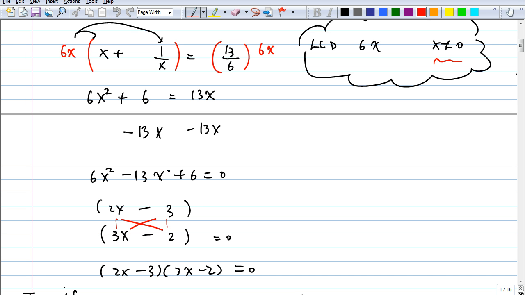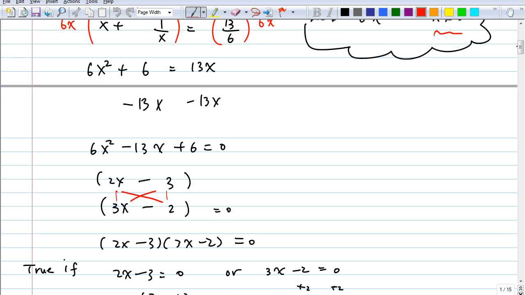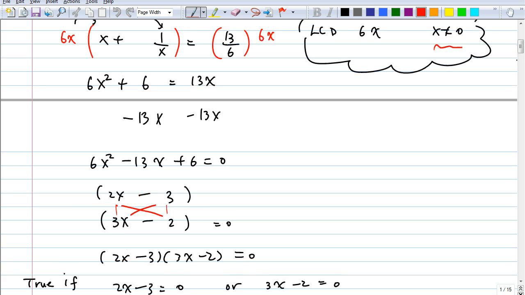So this is only true if what? So we're going to use the zero product property, right? It says something times something equals 0. That will mean that if each one of the factors is 0, then the whole thing is 0. So we set each of these factors to 0 and see which one works. So this is only true if 2x minus 3 equals 0, or 3x minus 2 equals 0.